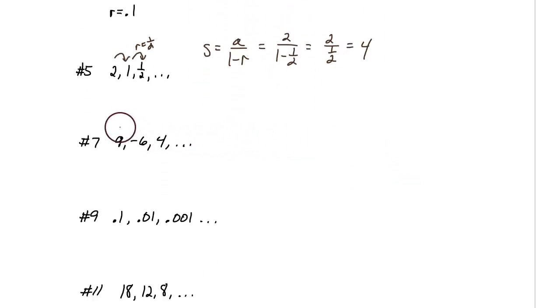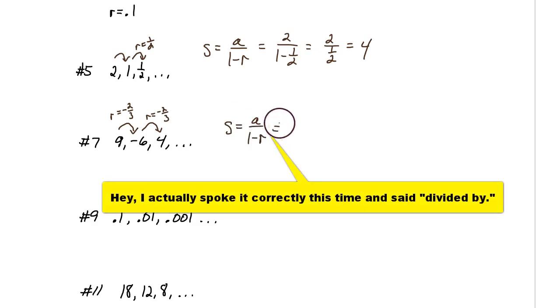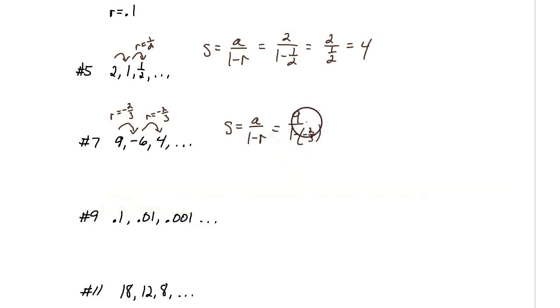Now number 7. To get from 9 to -6 and from -6 to 4, is it multiplying by a common number? It looks like we're multiplying by -2/3. And from here to here, we're multiplying by -2/3. So this is a geometric series. S equals a divided by 1 minus r. A is 9, and then 1 minus -2/3. This makes a over 5/3. And that makes 9 times 3/5, which is 27 over 5.